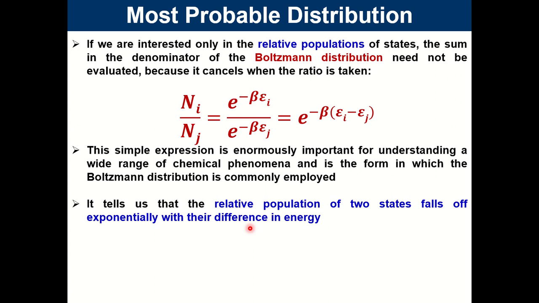The relative population of two states falls off exponentially with their difference in energy. This is an important message that is conveyed by this expression: there is a minus sign and there is a decrease. As you move from the lower to the higher energy side, there will be a fall in the population, and that fall will be exponential as represented by this equation. As the difference in energy is larger, a greater fall will be expected.